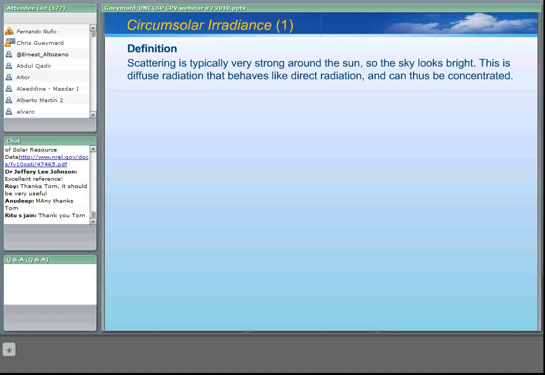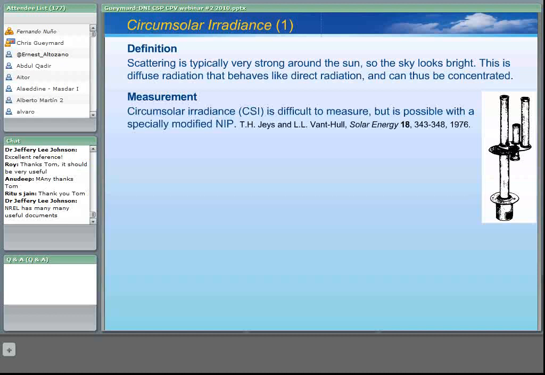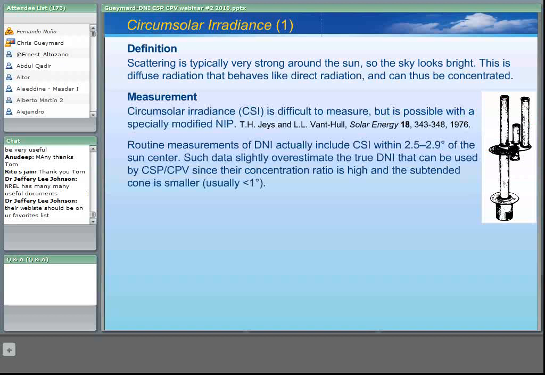So can we measure this? Well, it's a little bit difficult, actually, to measure that. It has been done many years ago. That was a research project. These people used a standard Eppley NIP pyrheliometer, and they added some limiting tubes to have a different field of view around the sun than the standard instrument. And they showed that, well, obviously, circumsolar could be important in some cases.